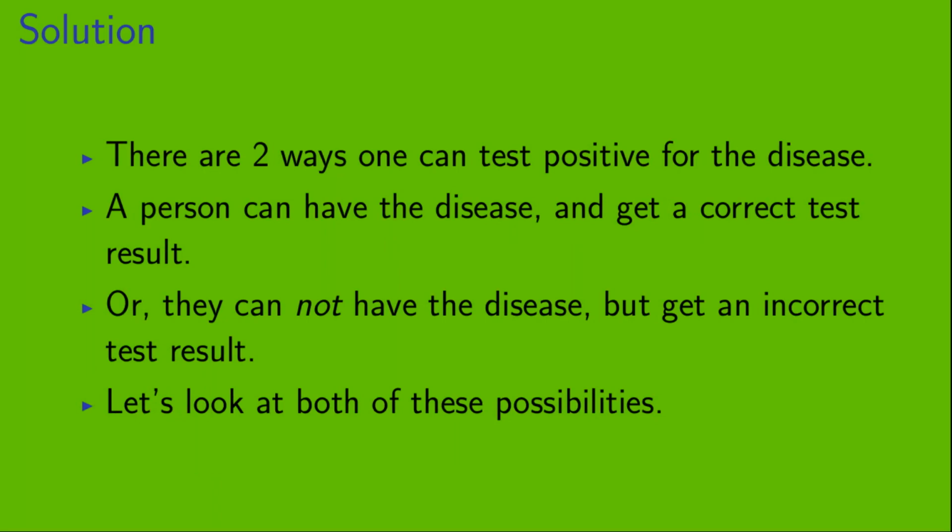Now, there are 2 ways one can test positive for the disease. A person can have the disease and get a correct test result. Or they can not have the disease but get an incorrect test result. Let's look at both of these possibilities.